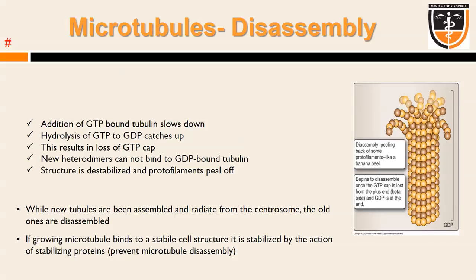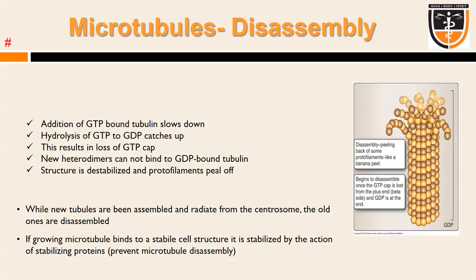Addition of GTP-bound alpha and beta tubulin heterodimers will slow down. What's going to happen? We know inside the protofilaments, the GTP is broken down to GDP and phosphate. This breaking down of GTP to GDP and phosphate will catch up and will completely destroy the GTP cap. So the top now will be attached to GDP, not GTP, so that cap is gone. Now the new heterodimers will not bind, because they usually bind to GTP-bound heterodimers. So the structure will become destabilized, and these protofilaments will peel off like a banana peel and fall apart.